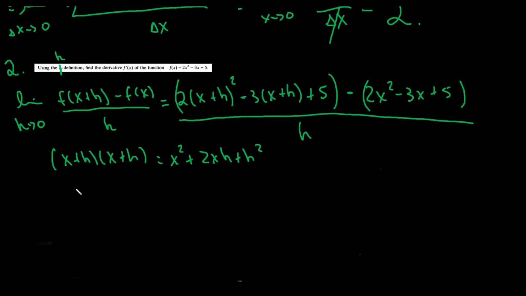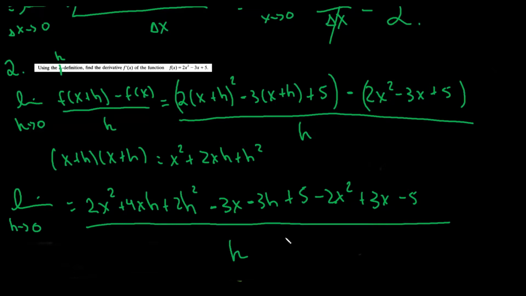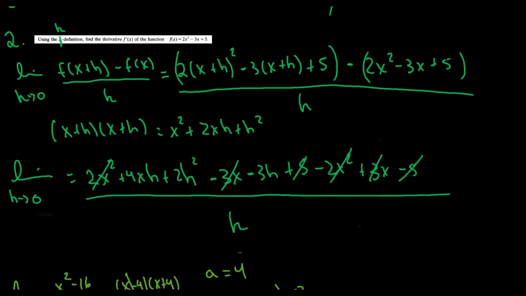And then if I multiply this 2 in, further simplifying, we get 2x squared plus 4xh plus 2h squared, and minus 3x minus 3h plus 5. Distribute this negative: minus 2x squared plus 3x minus 5. So now all over h. Let's see what cancels out here. This 2x squared cancels with this 2x squared, and we're left with the following.